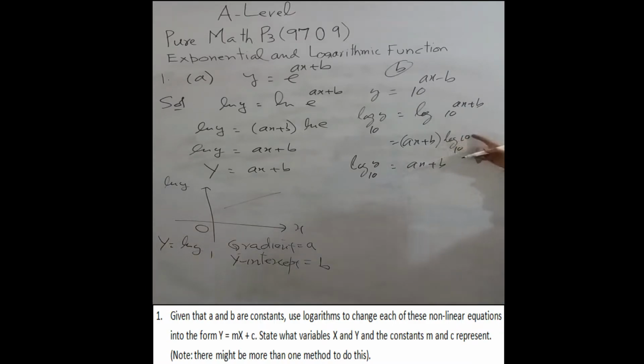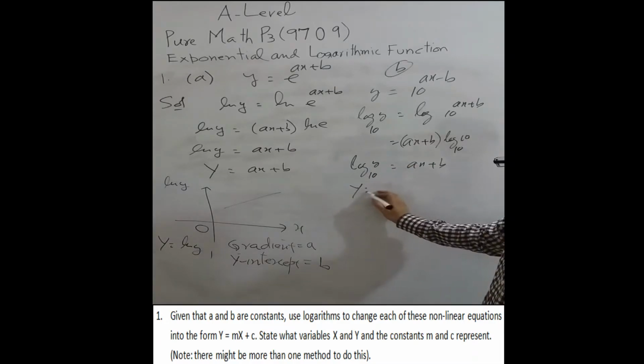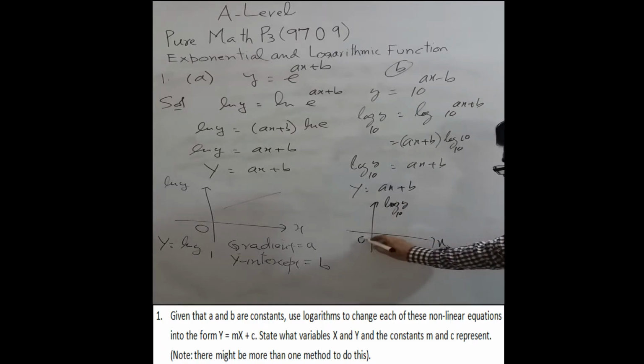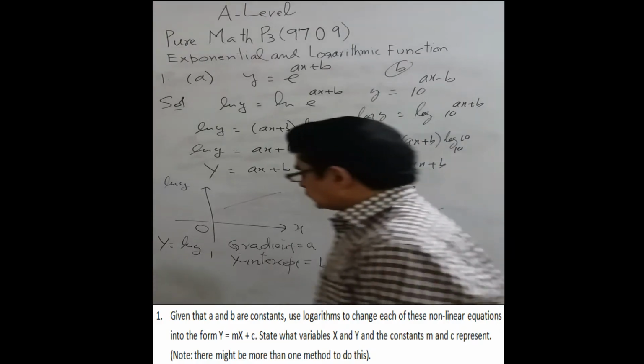Now since log 10 to the base 10 is 1, again, if I call this variable as y and the right hand side is the same, again this is a linear equation. This is in linear form, in which a is your gradient and b is the y-intercept, and the variable along the x-axis is x and along the y-axis is log of y to the base 10. So if we draw the graph, we can get a straight line.